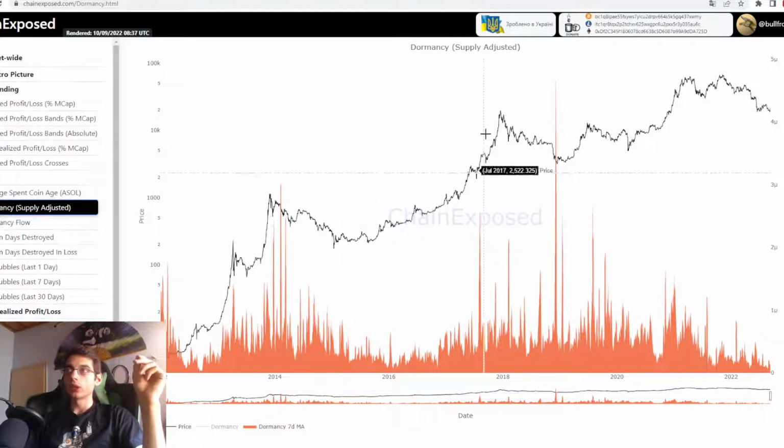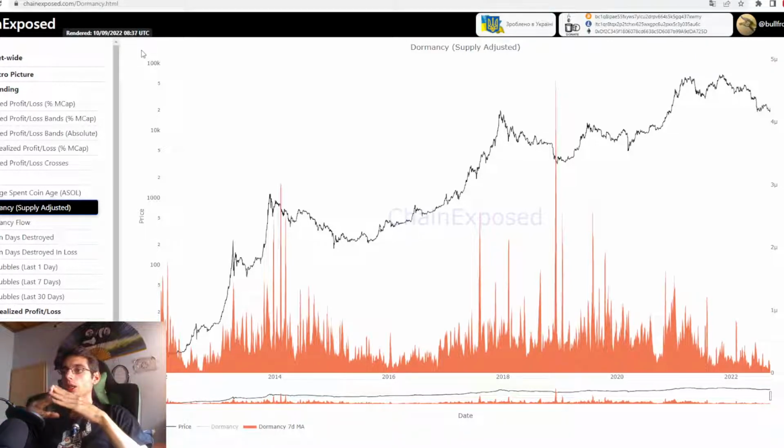This is dormancy, and dormancy takes into account the weight of the coins. So if you move 100 bitcoins or 110 bitcoins, or 1 bitcoin, it takes into account the difference and puts it into this chart, weighted for that. So we analysts use this as a weighted volume metric to see how much Bitcoin is moved, also with the amount of time being held.